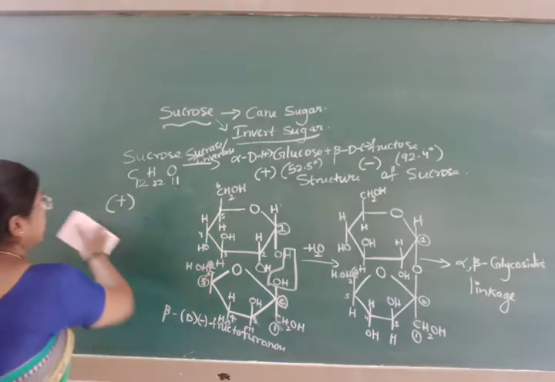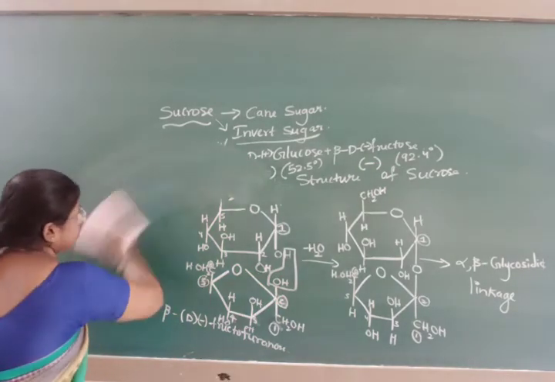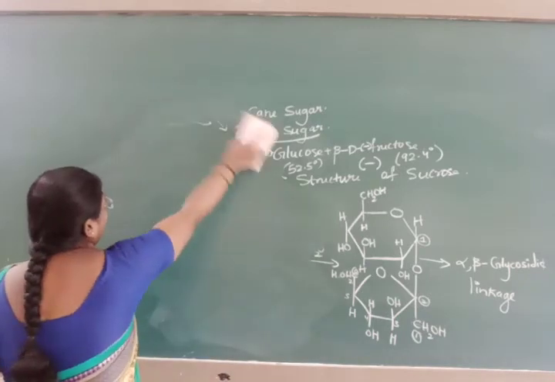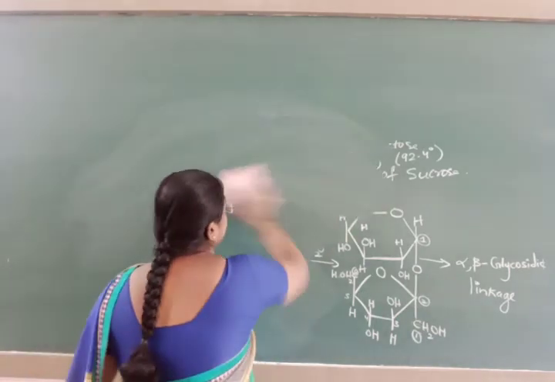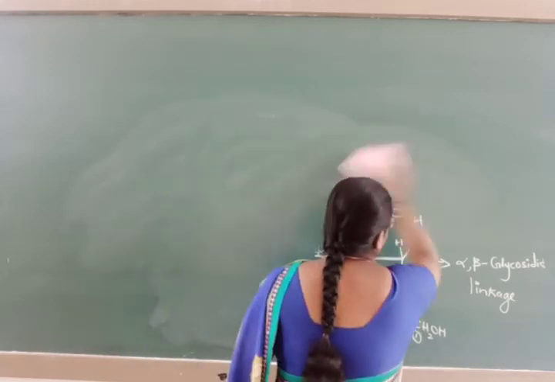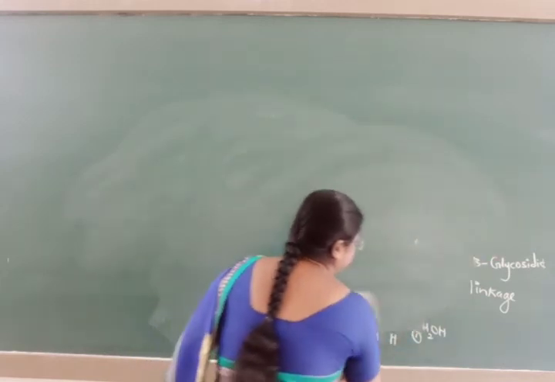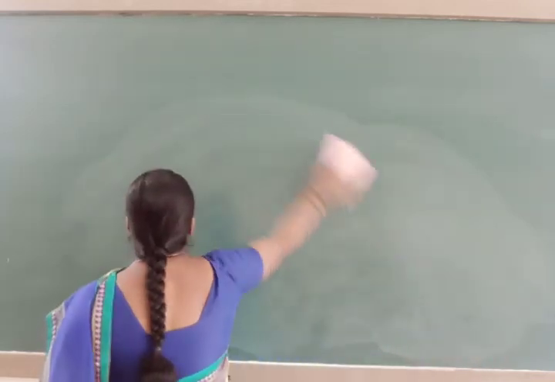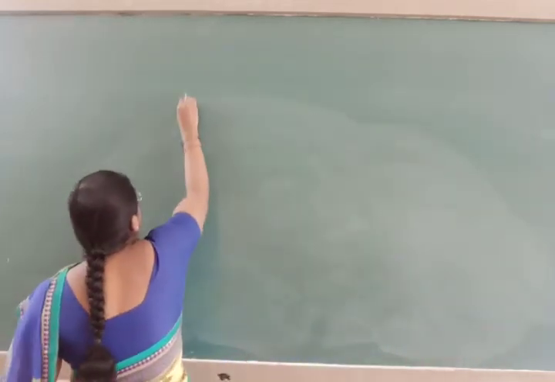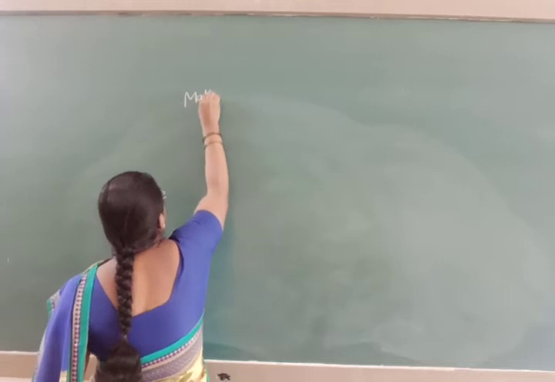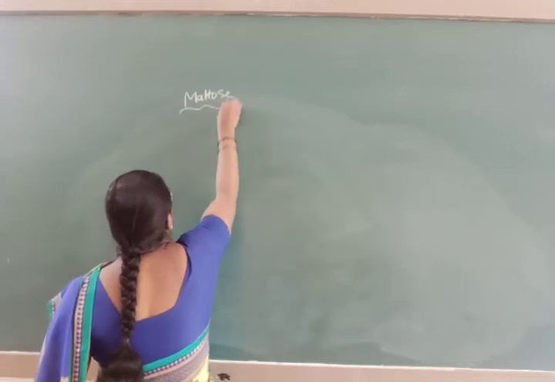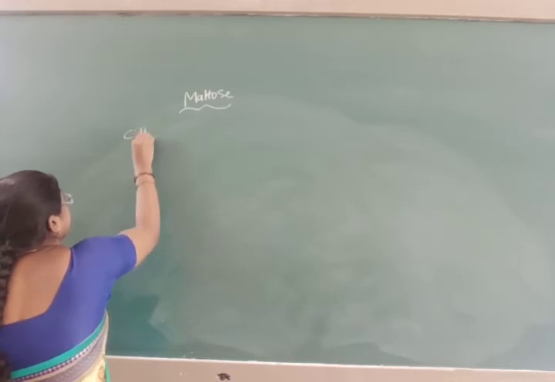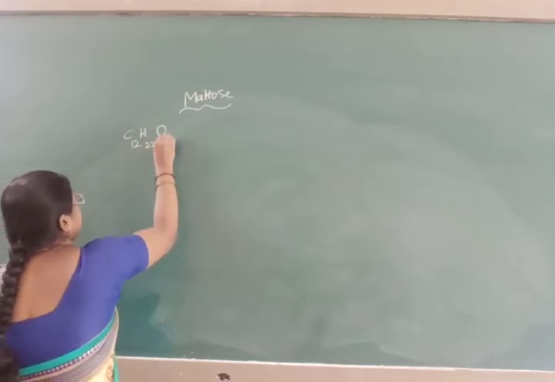This is the first disaccharide. Hydrolysis may take place in the presence of an enzyme, or in the presence of dilute acids. Either one can happen. After sucrose, next comes maltose. Maltose has the formula C12H22O11.